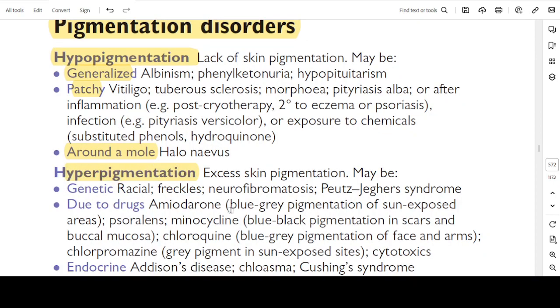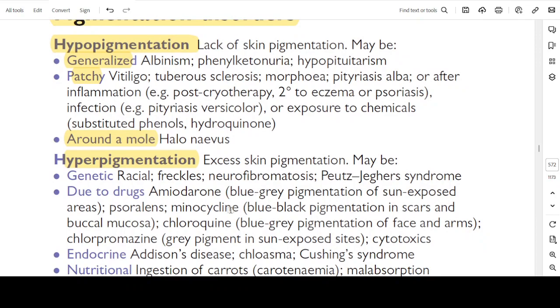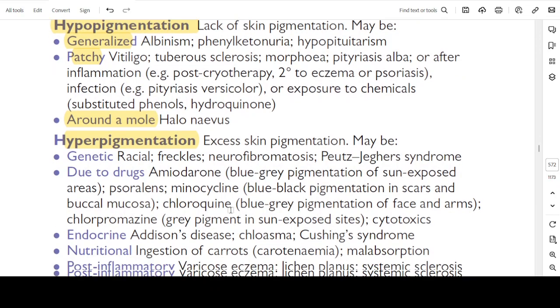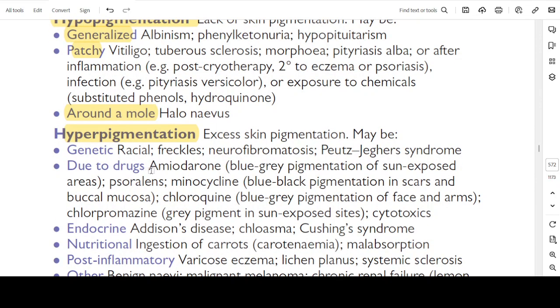Hyperpigmentation. Excess skin pigmentation may be genetic, racial, freckles, neurofibromatosis, or Peutz-Jeghers syndrome. Due to drugs: amiodarone causes blue-gray pigmentation of sun-exposed areas, psoralen, minocycline causes blue-black pigmentation in scars and buccal mucosa, chloroquine causes blue-gray pigmentation of the face and arms, chlorpromazine causes gray pigment in sun-exposed sites, and cytotoxics. All of these drugs cause pigmentation.